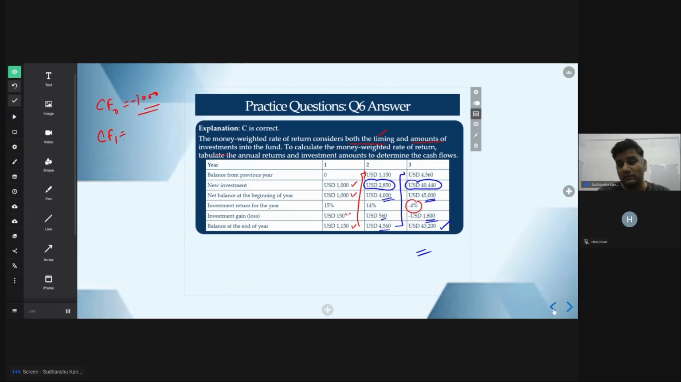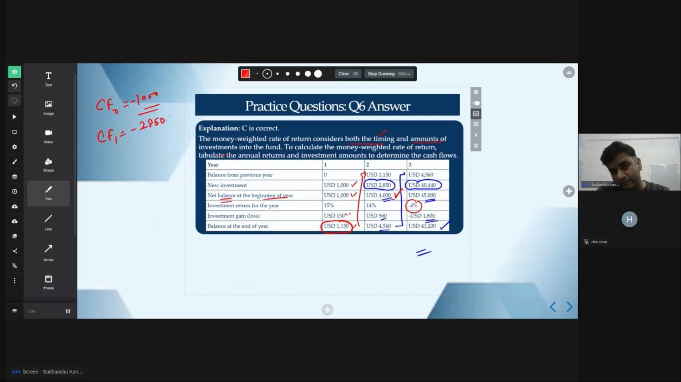Because ultimately, you see here what is happening. How much cash is coming? This balance was your end of first year. Then the net balance at the beginning of the next year was 4,000. So you added 2850, right? So the amount which was again added, which was provided to you, was 2850, right?